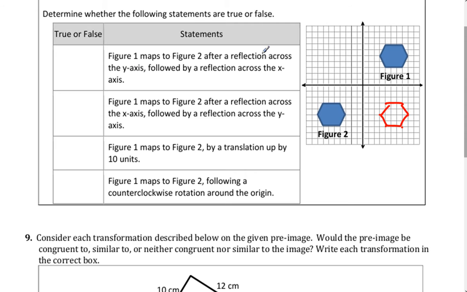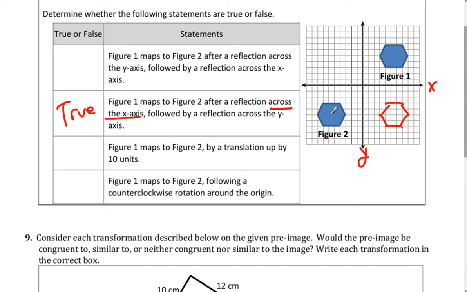Oh man, I read it wrong. Oh, this one's okay. So I'll do this one since I already did reflect across the x-axis. Across the x-axis, check. Then across the y-axis. So if I flip this across the y-axis, then would this line up with this shape over here? I'm counting boxes. It's 1, 2, 3 away. 1, 2, 3 away. Yes, it would. This is true. If you reflect across the x-axis and then the y-axis, then figure 1 would look like figure 2.